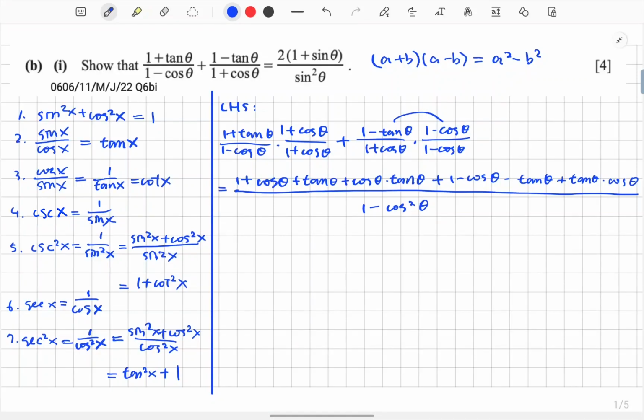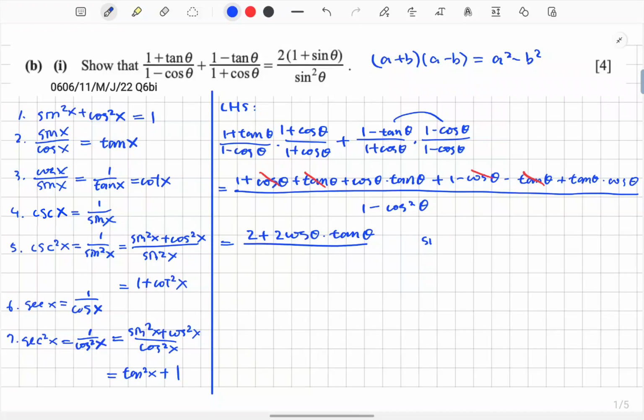Now we can simplify the equation by canceling terms. We can see a plus cosine theta and a minus cosine theta, and a plus tangent theta and a minus tangent theta. These are the four terms we can cancel. When we collect constants, it will be 1 plus 1, which is 2. And we're left with cosine theta times tangent theta. There are two of them, and this is all over 1 minus cosine squared theta.